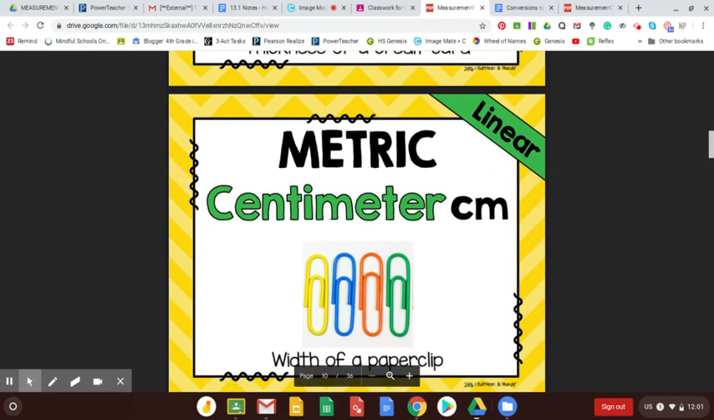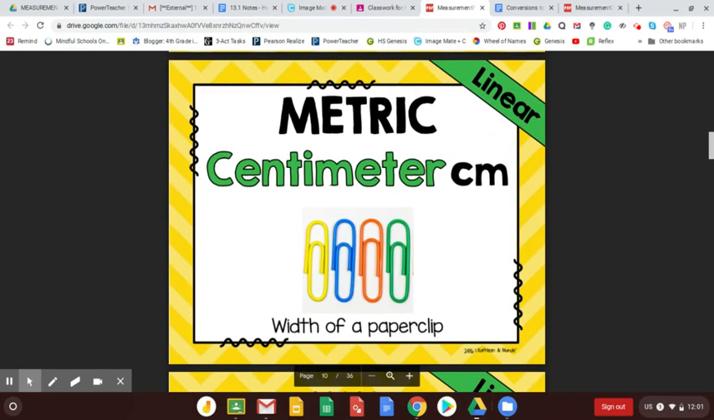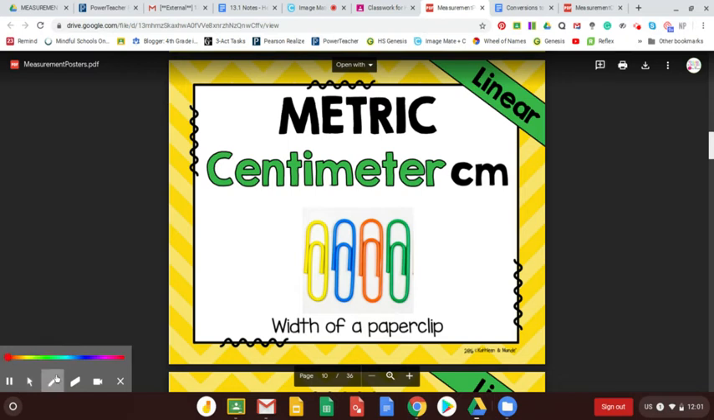Then we have a centimeter, and the centimeter is like the width of a paper clip. So you see how I'm pointing here. Let's say I use my pen here. From there to there is like the width of a paper clip, which is 1 centimeter. So if I had all of these as centimeters, how many centimeters are all 4 of these? It'd be 4 centimeters, right? Okay, let's keep going.